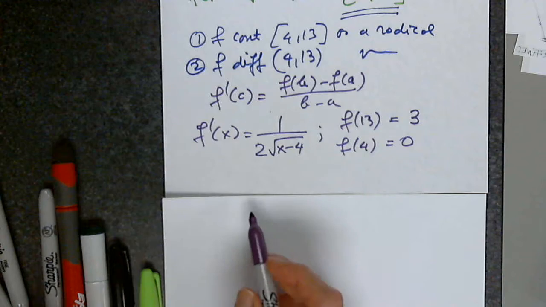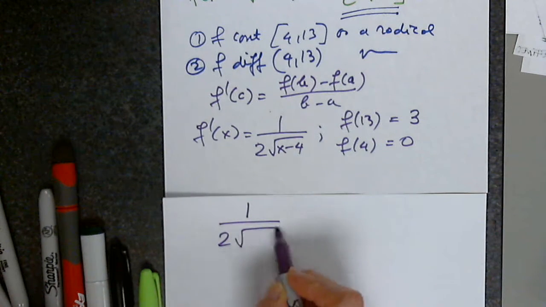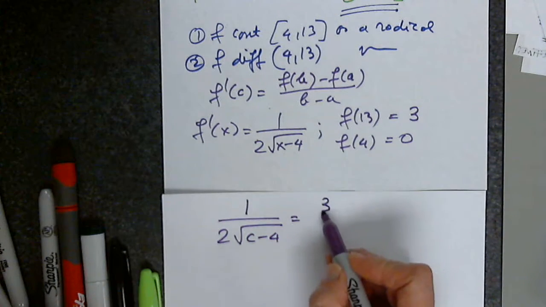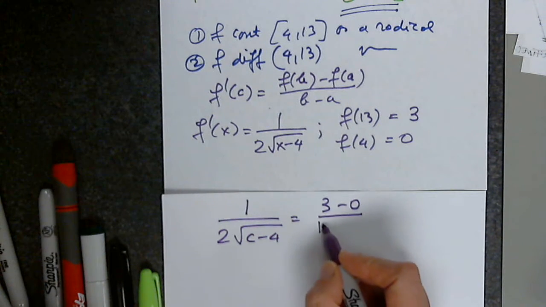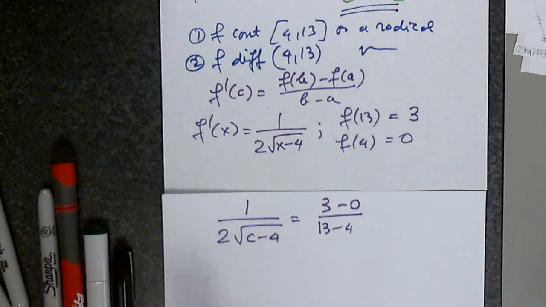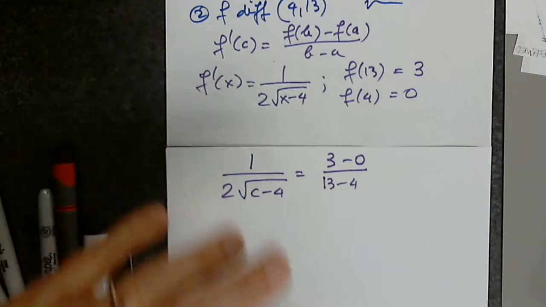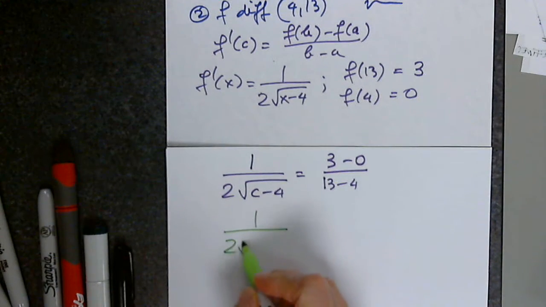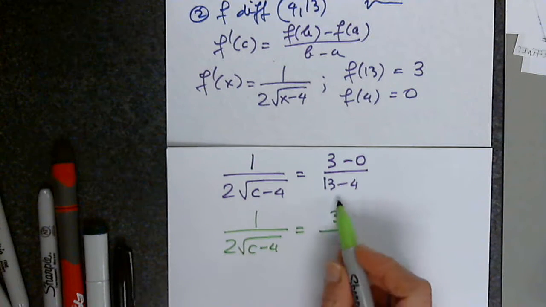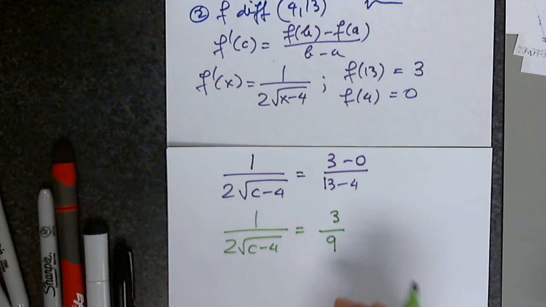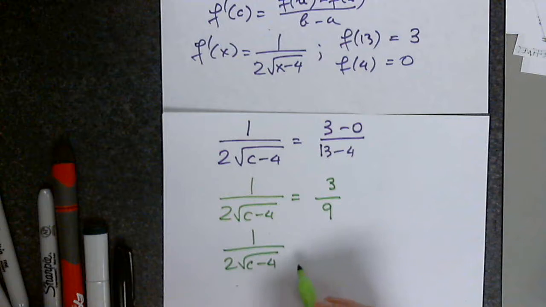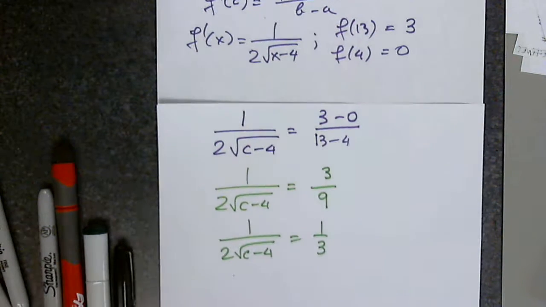So now can anyone create the equation that would eventually give us C? The left-hand side, 1 over 2 square root of c minus 4. Good. That's it. Perfect. So the left-hand side is 1 over 2 the square root of c minus 4. The right-hand side is 3 divided by 13 minus 4, which is 9, or 1/3. 1 divided by 2 the square root of c minus 4 equals 1/3.